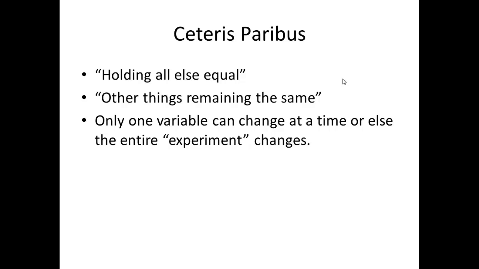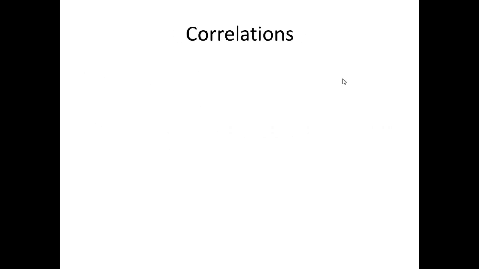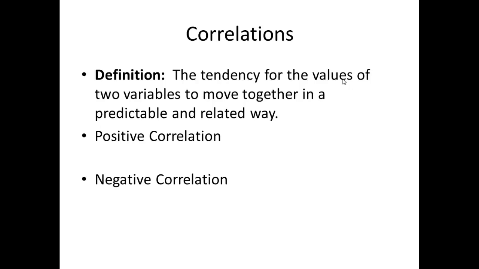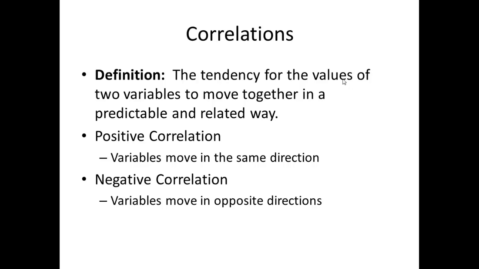Okay, so why do we do these experiments? What are we looking to find? Well, for the most part, what we end up finding is correlations, right? A correlation is very simply the tendency for the values of two variables to move together in a predictable and related way. Okay, what does that mean? They don't have to move in the same direction, right? So you have two different types of correlations. You have a positive correlation and you have a negative correlation. Now, positive correlation is a correlation where the variables move in the same direction. A negative correlation is a correlation where the variables move in opposite directions.